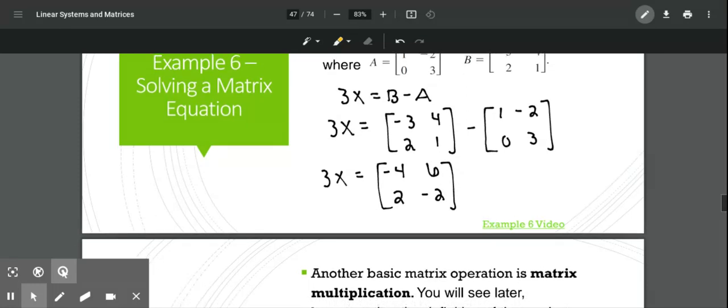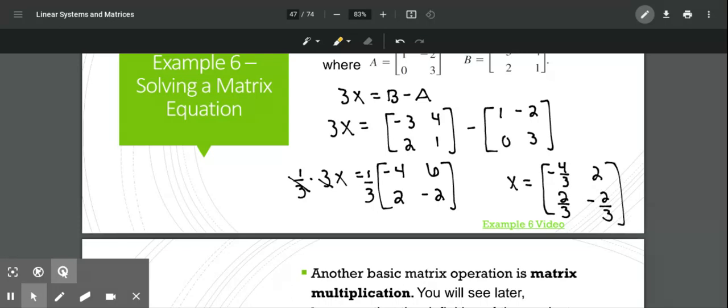And then to get rid of the 3 in front, we would have to multiply both sides by 1/3. So that scalar that we're multiplying our matrix by would be multiply everything by 1/3. So your matrix X would equal -4/3, 6/3, which is 2, 2/3, and -2/3. And that would be what your matrix X would equal.